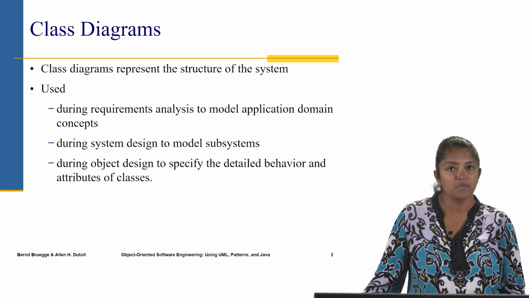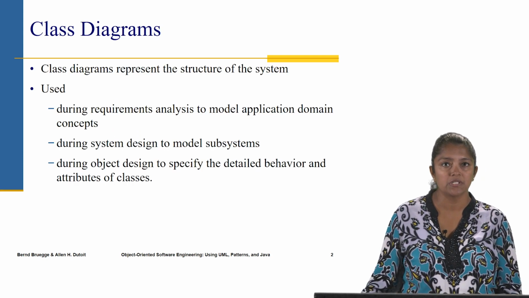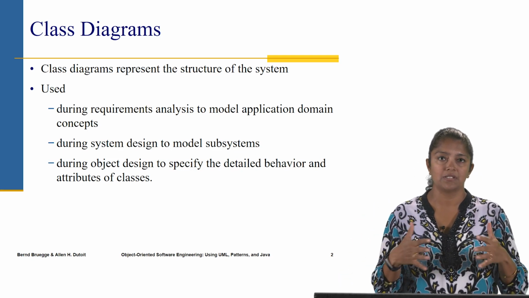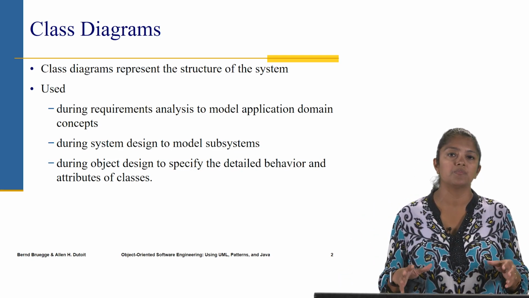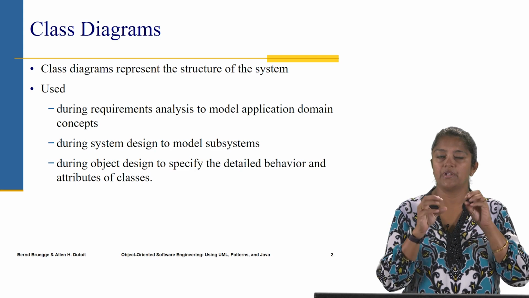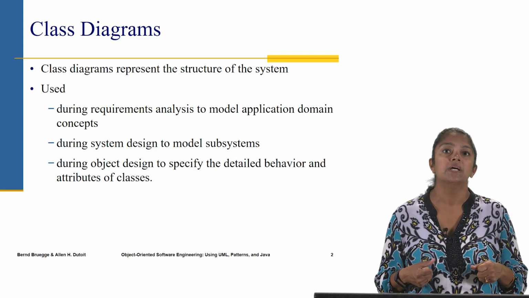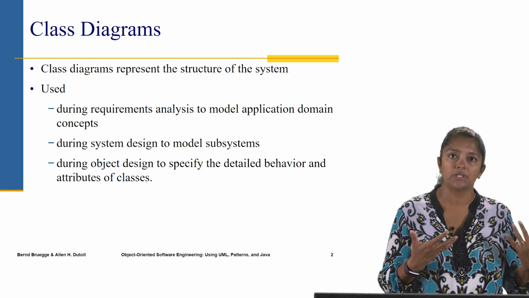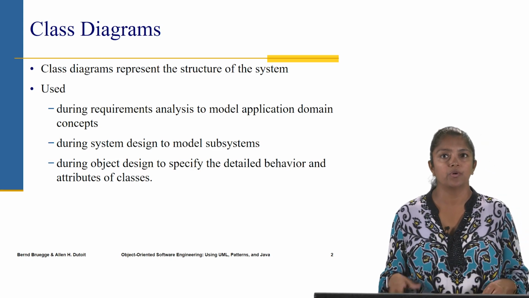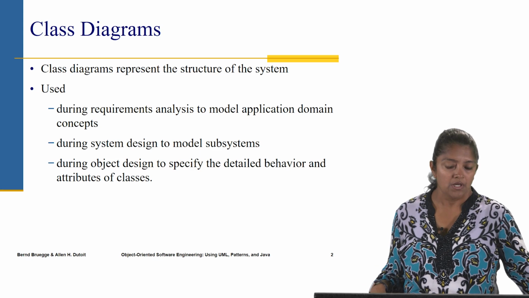Basically, class diagrams represent the structure of the system. So it's the static behavior of the system in terms of the structure, the different objects that are in the system, how those objects interact with each other, and what their attributes are. That's the focus of class diagrams.